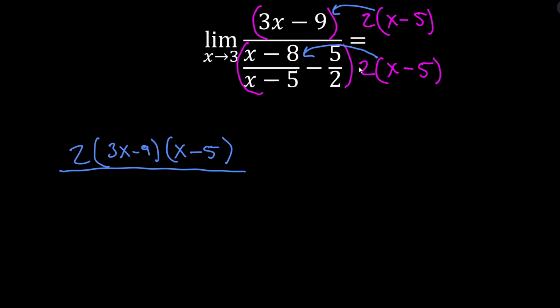All right, in the denominator, what I have, these x minus 5s are going to cancel. I'm left with a 2 times x minus 8. And then minus, got to be careful. All right, the 2's are going to cancel. Minus 5 times x minus 5.